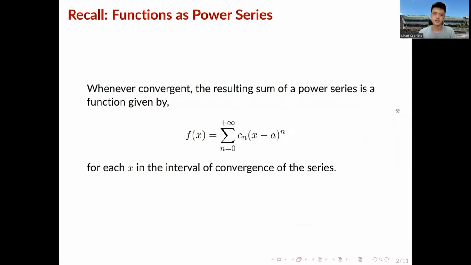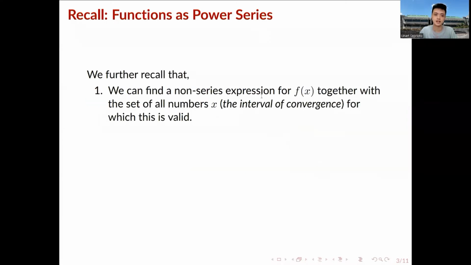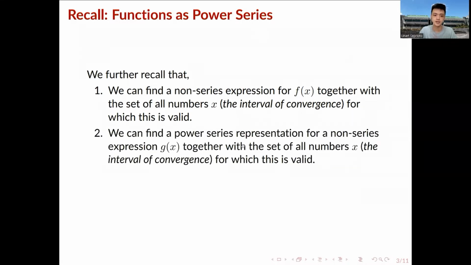So let's just recall that whenever a power series is convergent, the resulting sum of that power series is a function. We can consider that as a function given by f of x is equal to this power series for each x in the interval of convergence of the series. Next, let's recall that we can find a non-series expression for this function f of x, together with the x that we are considering, which are the numbers in the interval of convergence. Those are the values of x that will make the non-series expression valid. And at the same time, we can also find a power series representation for a non-series expression g of x, again with the same set of x.